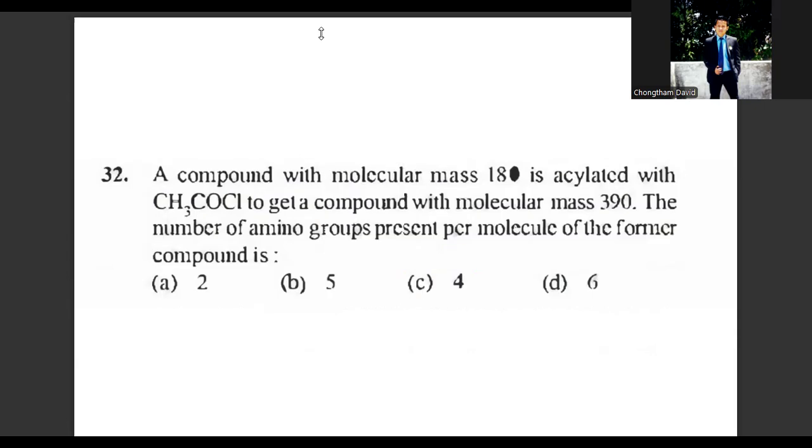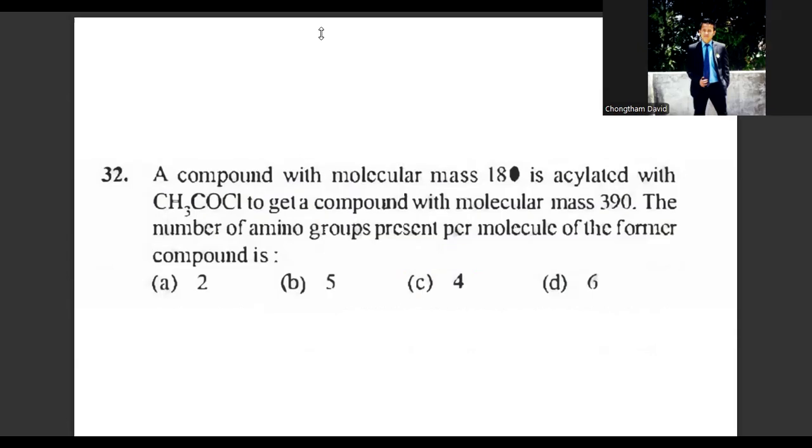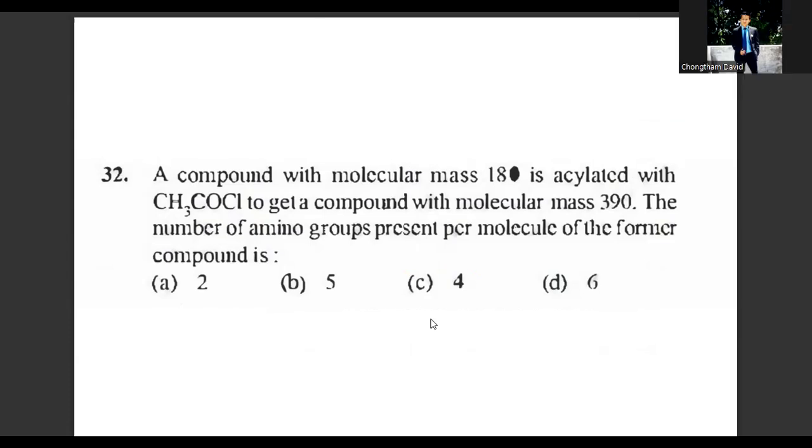Question number 32. A compound with molecular mass 180 is acylated with ethanoyl chloride to get a compound with molecular mass 390. The number of amino groups present per molecule of the former compound is. So since the amine has a molecular mass of 390, you should know the molar mass of the NH2 group, if you calculate, this becomes 14 plus 2, this is 16. So find the answer for this.